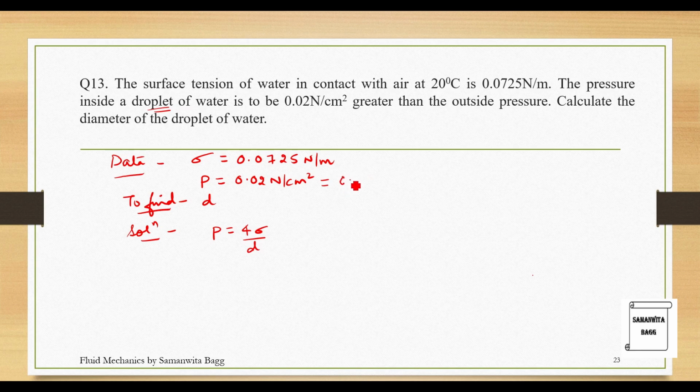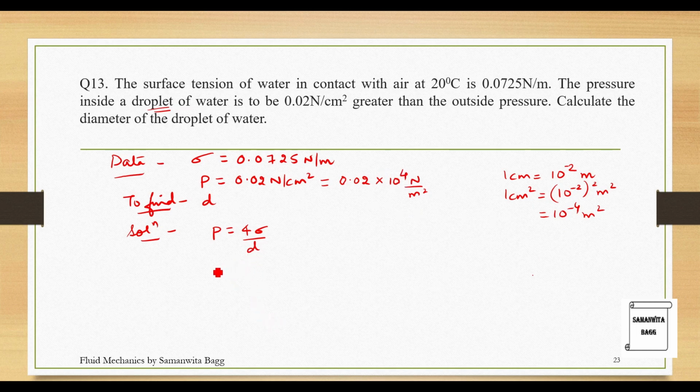I'll change this 0.02 into 10 raised to 4 Newton per meter square because we know 1 centimeter is 10 raised to minus 2 meter. When I talk about centimeter square, it is 10 raised to minus 2 raised to 2 meter square. So this becomes 10 raised to minus 4 meter square. Now this 10 raised to minus 4 will be at the bottom because centimeter square is below. When I take that above, it becomes 10 raised to 4.